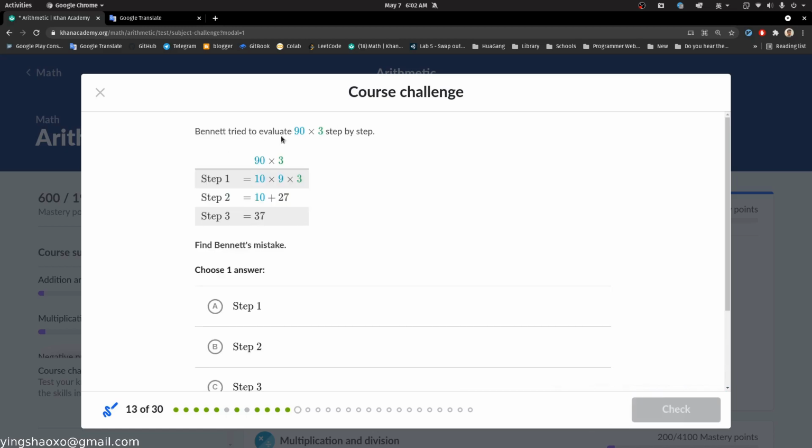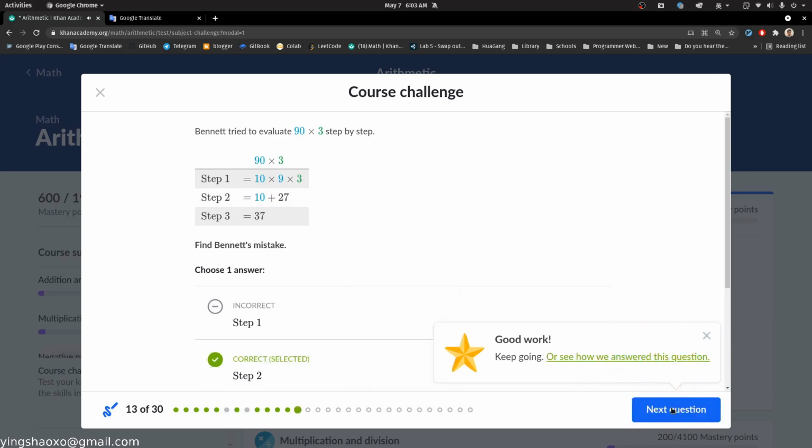Bennett tries to evaluate 19 times 3 step by step. Find Bennett's mistake. Okay, the first step is definitely correct. For the second one, I still think he's correct. For the third one, it's still correct. So where's the problem? Oh, here we go. In step 2, he shouldn't change the multiplication symbol to a plus symbol. That's where the problem comes from. So I choose step 2 and do a check. Yeah, we are right. Let's go.